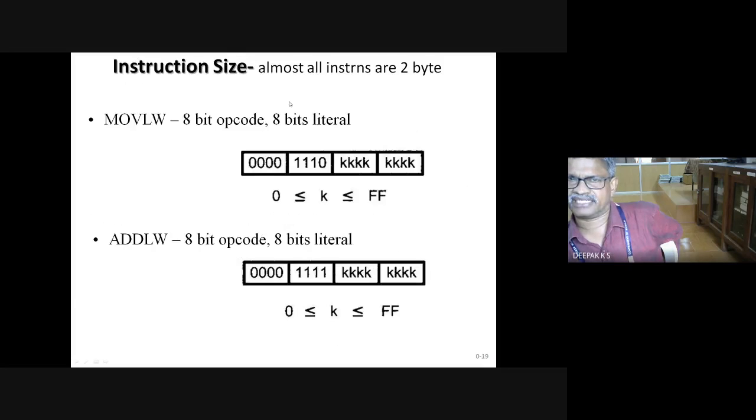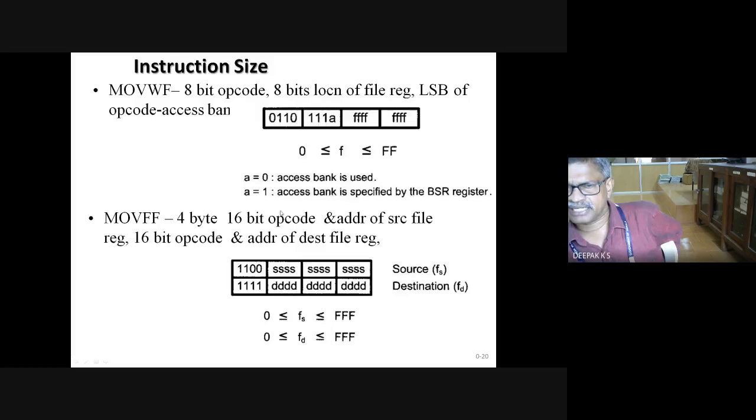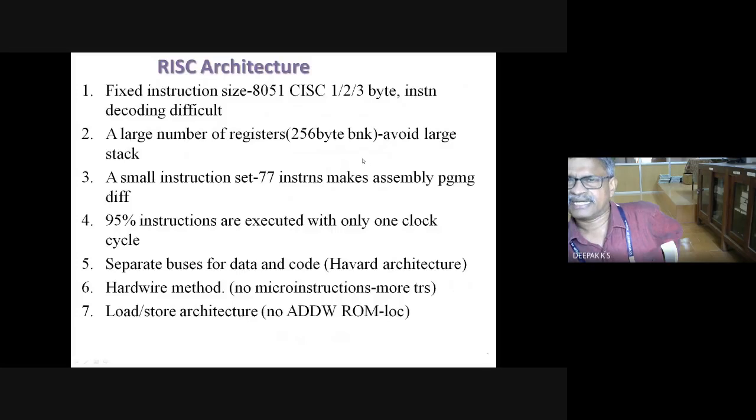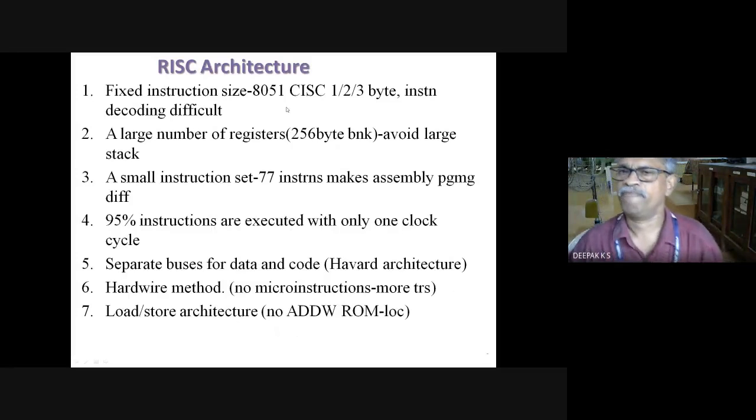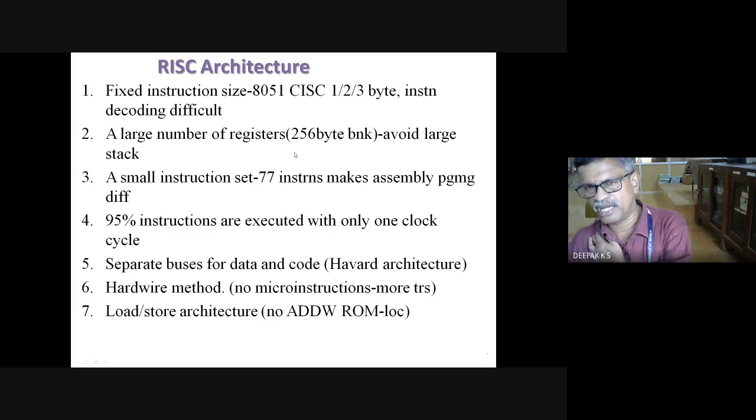So you just keep in mind that instructions are mostly 2 byte, mostly whatever we come across, but certain instructions are 4 byte. In a RISC architecture നെ പറ്റി ഞാൻ നേരത്തെ പറഞ്ഞിട്ടുള്ളതാണ്. 8051 CISC ആണ്. അതിൽ 1 byte instruction, 2 byte, 3 byte instruction ഒക്കെ ഉണ്ട്. ഡീകോഡിംഗ് ഡിഫിക്കൽട്ട് ആണ്. കണ്ടമാനം രജിസ്റ്റേഴ്സ് ഉണ്ട്. ഓക്കെ. അപ്പോൾ ഇവിടെ റിസ്ക് ആർക്കിടെക്ചറിൽ ഫിക്സഡ് ഇൻസ്ട്രക്ഷൻസ്, മിക്കവാറും എല്ലാം 2 byte ആണ്. പിന്നെ കണ്ടമാനം രജിസ്റ്റേഴ്സ് ഉണ്ട്. അപ്പോൾ സ്റ്റാക്കിൻ്റെ യൂസ് കുറയ്ക്കും. പിന്നെ നമ്പർ ഓഫ് ഇൻസ്ട്രക്ഷൻസ് 77 ഉള്ളൂ.